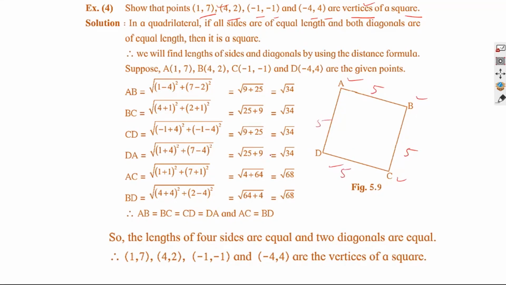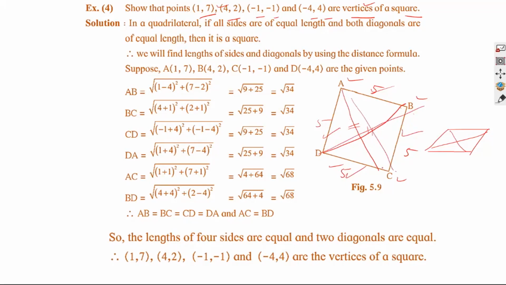Yes, most probably it should be a square, otherwise it could be a rhombus, because a rhombus also has all its sides equal, you know that. Then if the diagonals are also equal, we can say it is a square, because in a rhombus one diagonal will be longer and the other shorter. So if the diagonals are also equal, then we can say it is a square. So we will find the distance of AB, BC, CD and AD, as well as the distance between BD and AC.